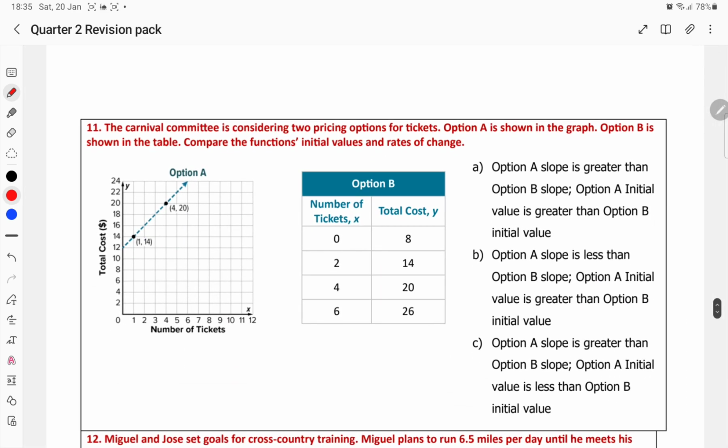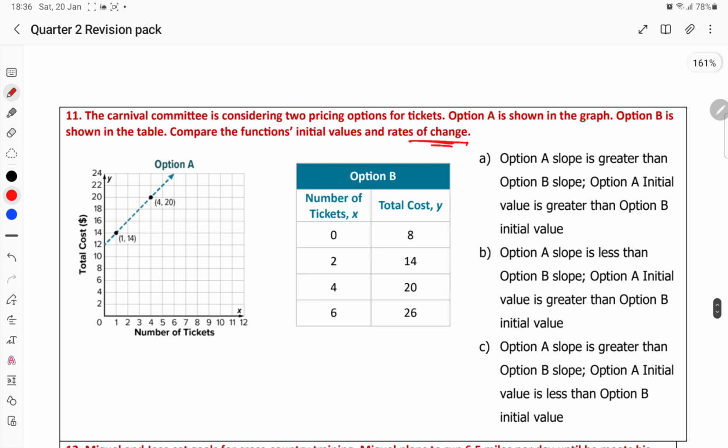11. The Carnival Committee is considering 2 pricing options for tickets. Option A is shown in the graph, option B is shown in the table. Compare the function's initial value and the rate of change. Here we want to compare both of them.